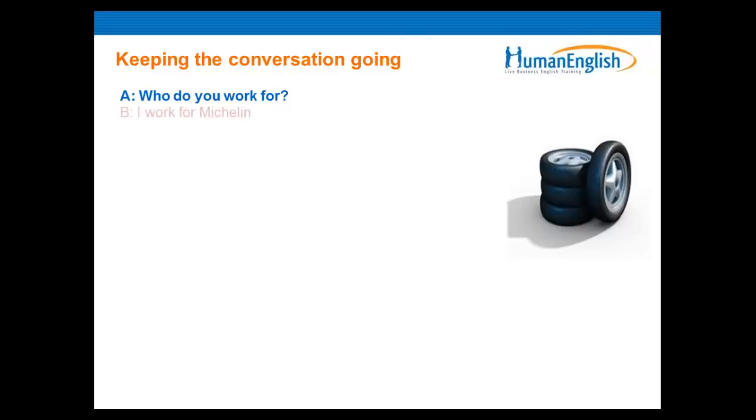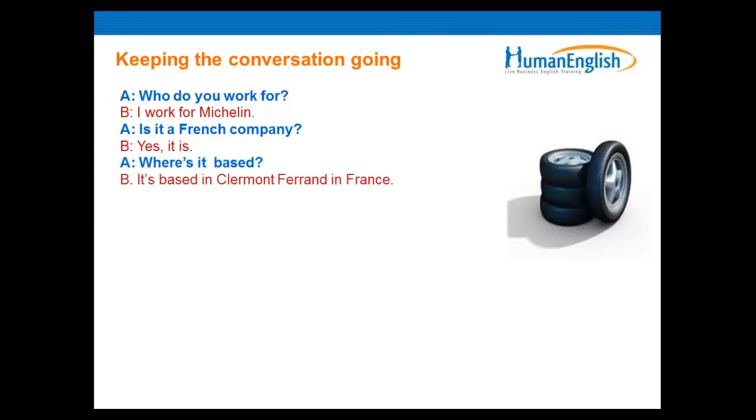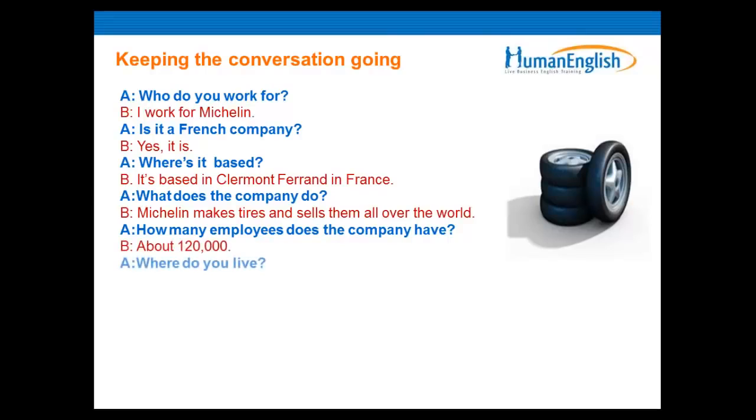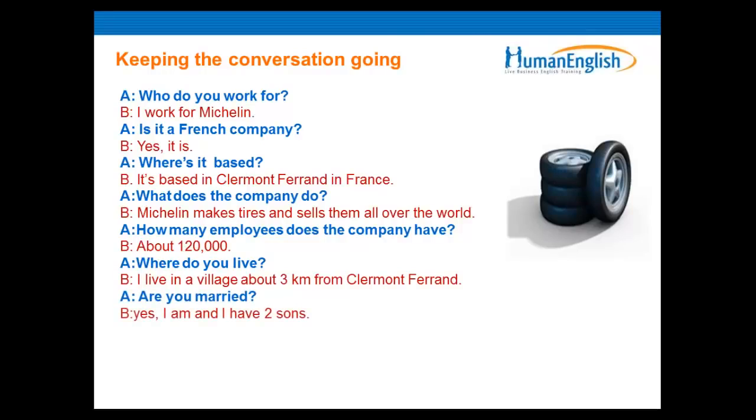Who do you work for? I work for Michelin. Is it a French company? Yes, it is. Where is it based? It's based in Clermont-Ferrand in France. What does the company do? Michelin makes tires and sells them all over the world. How many employees does the company have? About 120,000. Where do you live? I live in a village about 3 kilometers from Clermont-Ferrand. Are you married? Yes, I am, and I have 2 sons.